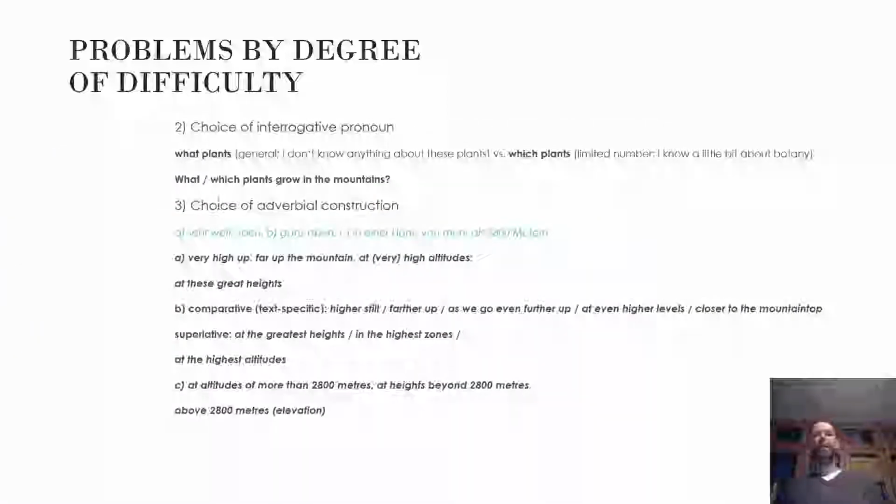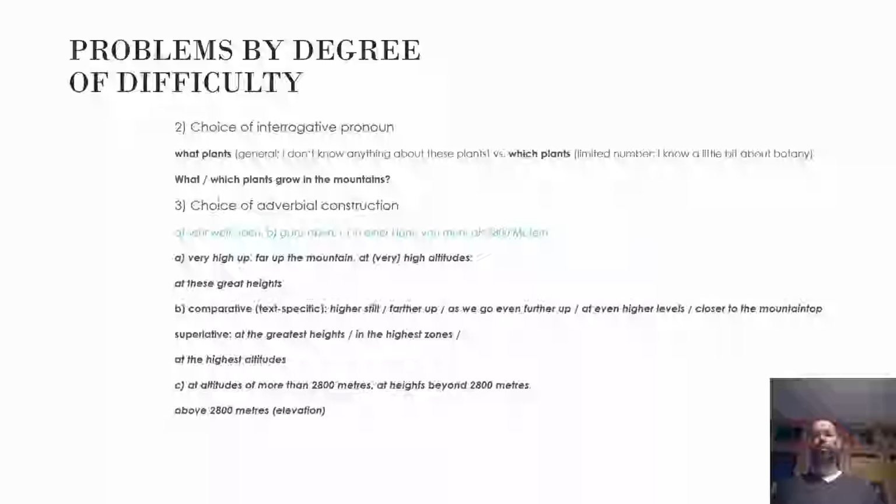Now, another question that might arise in the context of this particular text is, how do we ask the question at the beginning of the text? Welche Pflanzen wachsen in den Bergen? As you know, there's a choice in English between what plants and which plants. In this case, I'd say the two are interchangeable. What plants is slightly more general. So you would say what plants if you assume that your readers don't know anything at all about these plants.